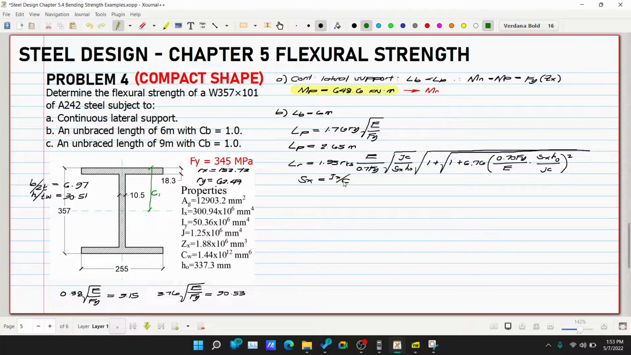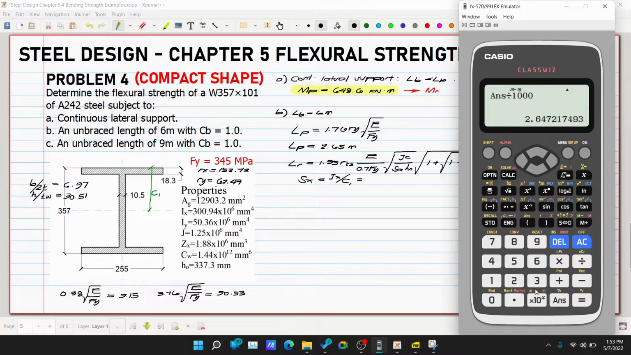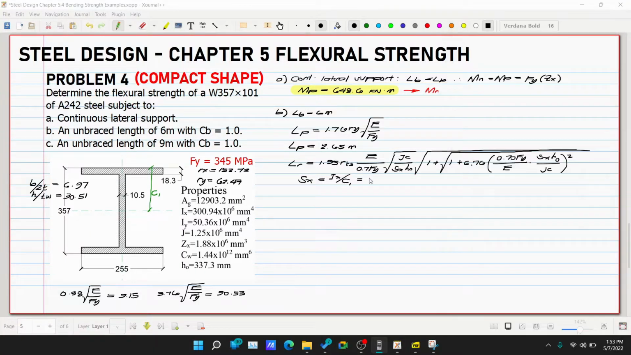Sabi natin C1, kasi iba pa tong C na to. Okay? So, 300.94 times 10 raised to 6 over yung C, kalahati ng 357. So, this is 1.69 times 10 raised to 6 millimeter cube.